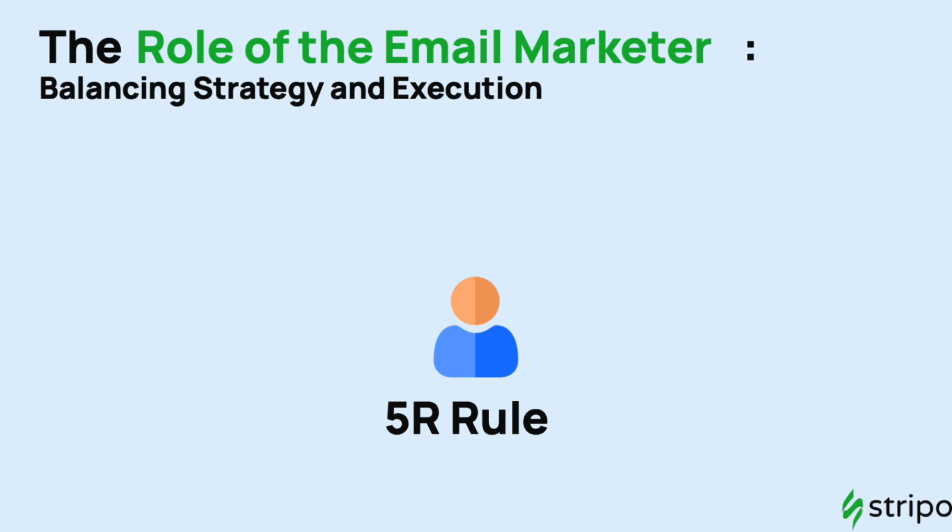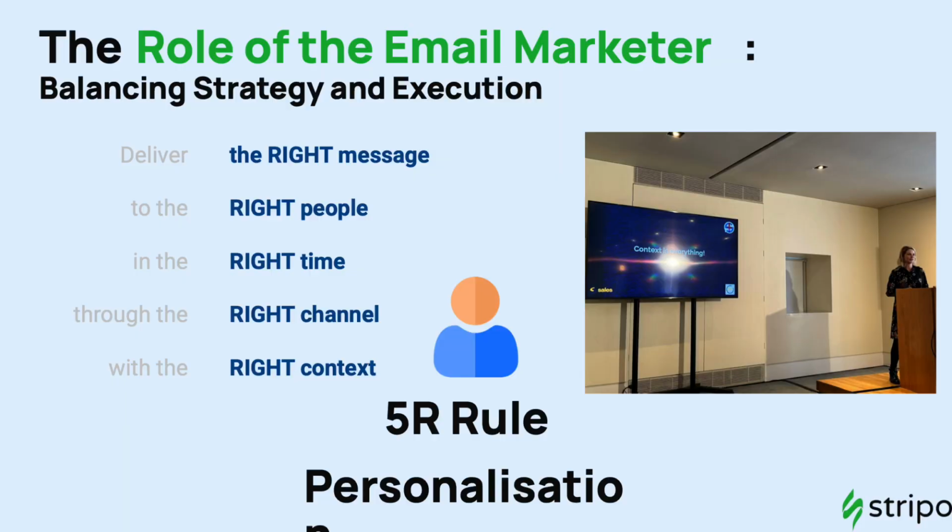I think the email marketer is a person who usually cares about, if you know the 5R rule, sending the right message to the right person at the right moment of time, using the right channel, and, like we heard today, in the right context. And all of it is about personalization. So we have to get a lot of data and understand how to use this data to find these right things. It's what an email marketer does.